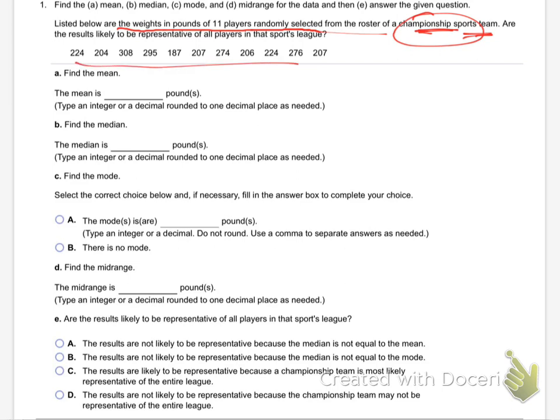Okay, so that means D is our answer. The results are not likely to be representative. They're not going to represent all players in the league. Why not? Because the championship team is probably not typical. They're probably bigger, if this is football anyway. So this data does not represent all players very well, because this is not an average team.